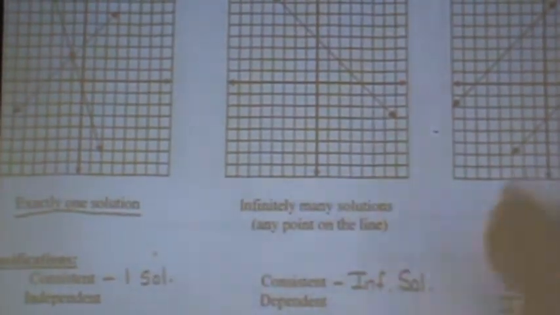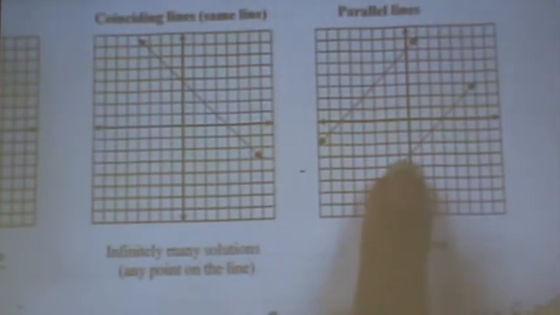Okay? So we can describe the lines. Are they independent? These two are independent lines, and this one's dependent, and we can describe the solution. These two are consistent, and this one's inconsistent.